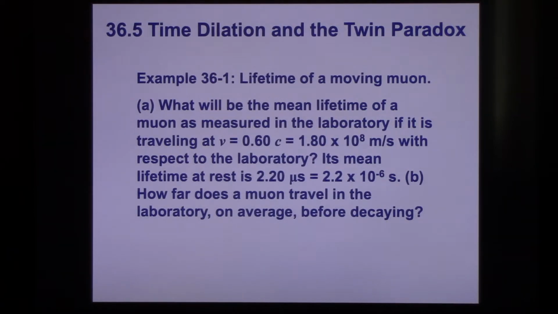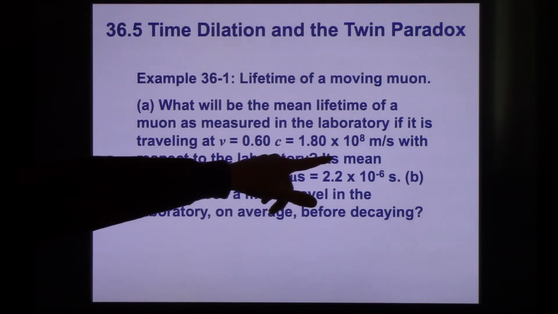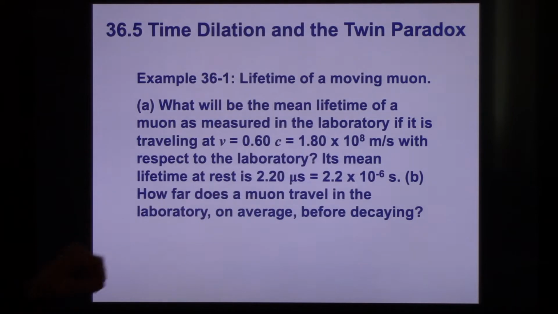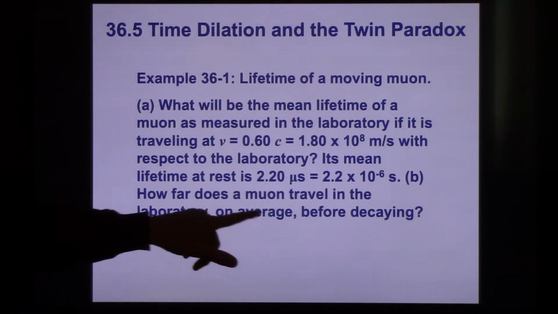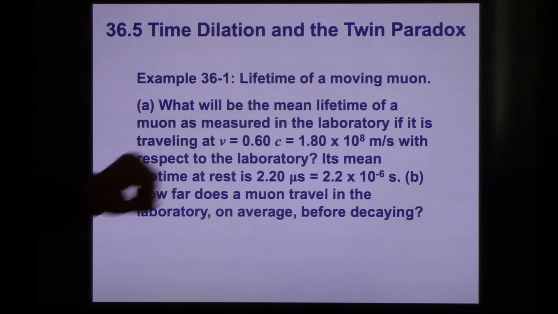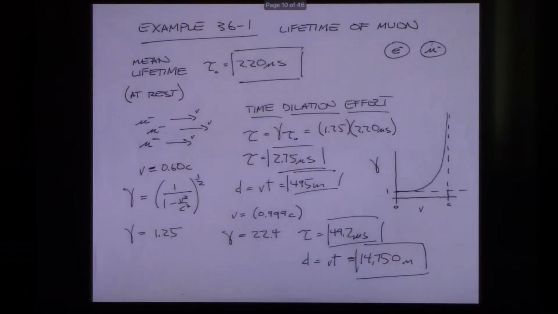Now, this first example is actually the muon, just with some different numbers. In the book's example here, they're going to have the muon moving at 60% of c, and they've actually given this in meters per second. Lifetime is 2.2 microseconds. And they're asking, what would now be the average lifetime of a moving muon, and how far would it travel? So here's our first example.